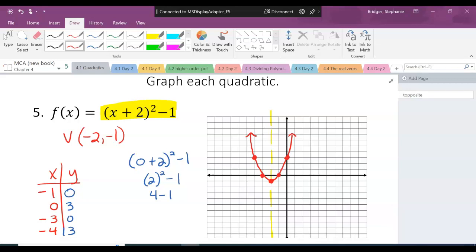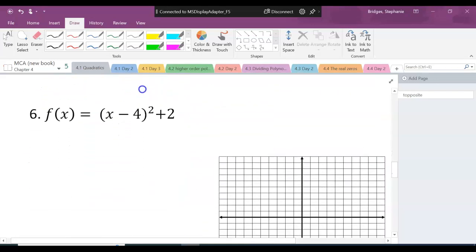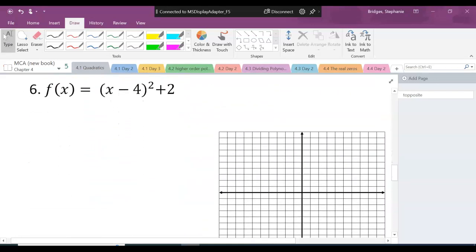We should be working on 6 now, except I think a lot of us are done with 6. What's the vertex for 6? 4 and 2. Okay, and is this one going to open up or down? It's going to open up. Not that I need to write that down, I just need to keep that in my head. So I'm going to plot the point 4, 2. And then remember, 2 points directly to the right of 4, 2 points directly to the left of 4.